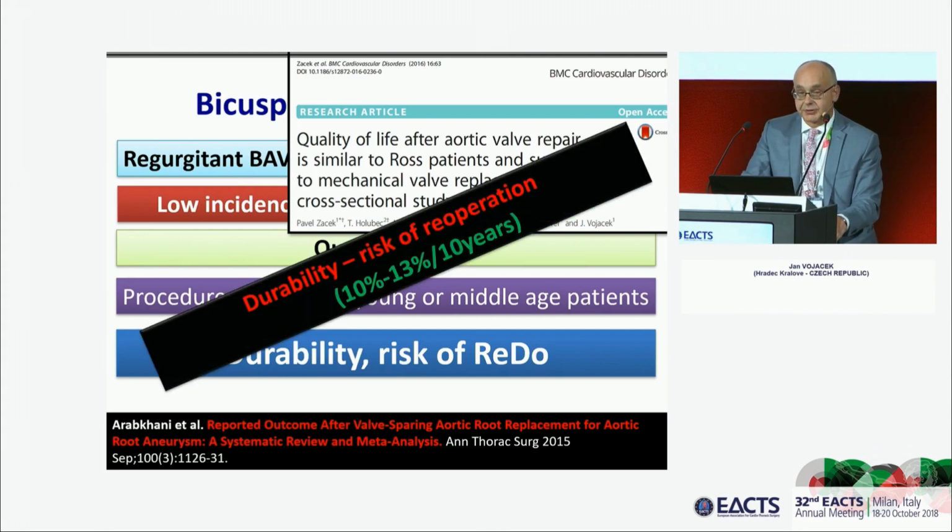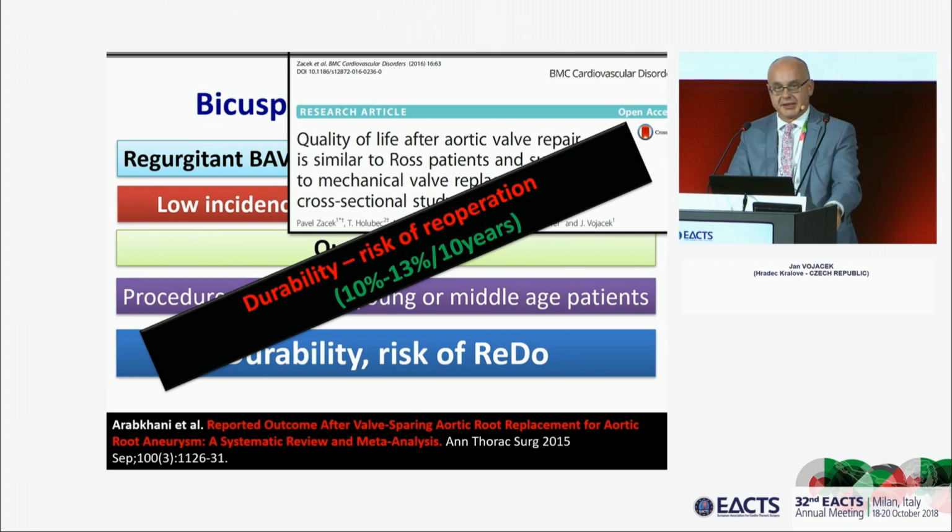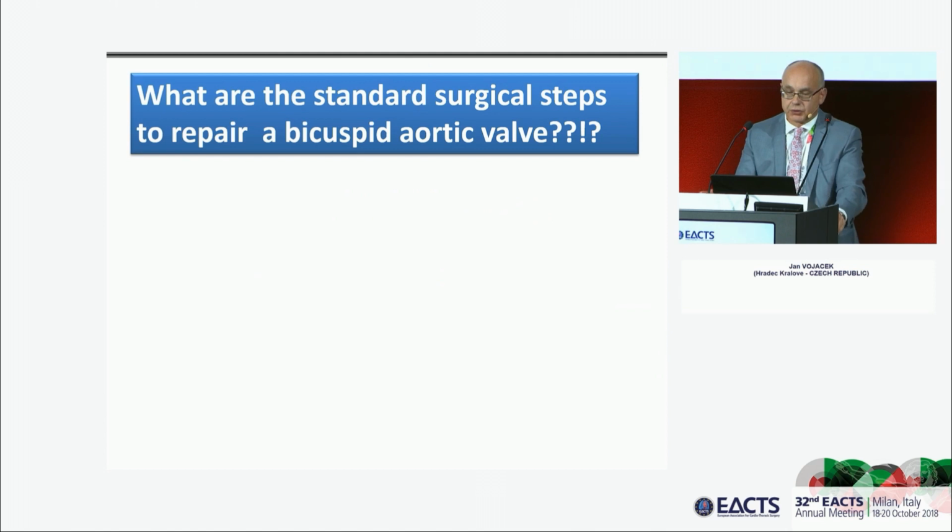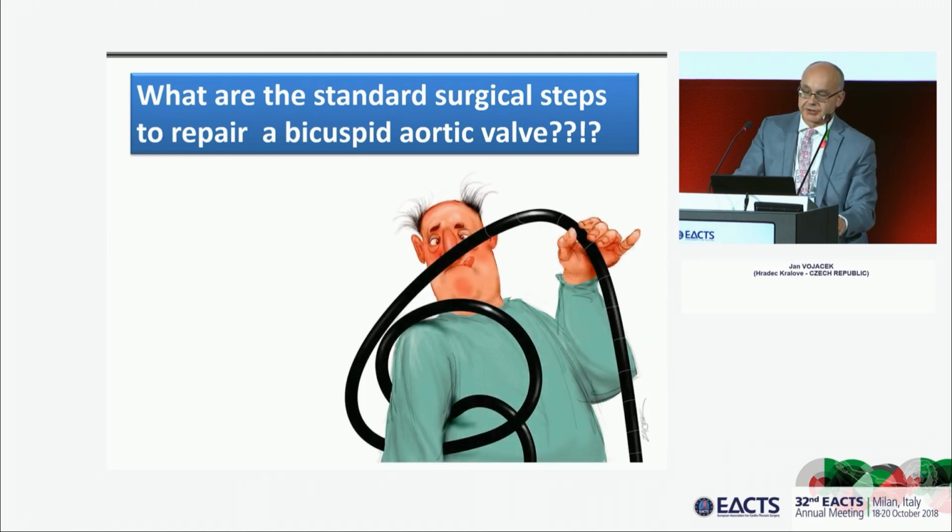And this risk is not zero, as you can see from this nice meta-analysis published in Annals in 2015, where all major players were included. This risk is in between 10 to 13% during 10 years. So what are the standard surgical steps to repair a bicuspid aortic valve to ensure good and durable results?